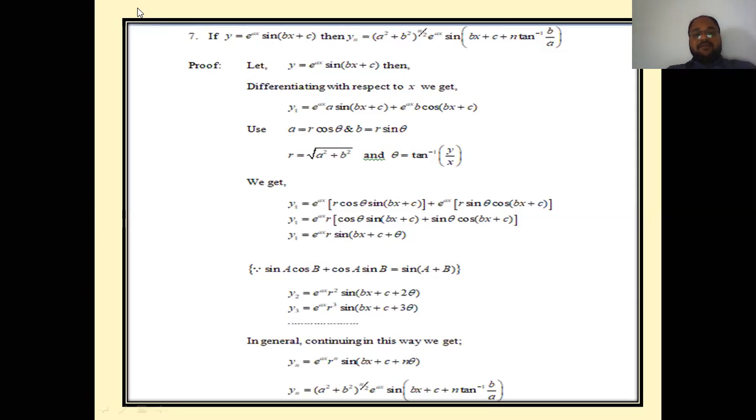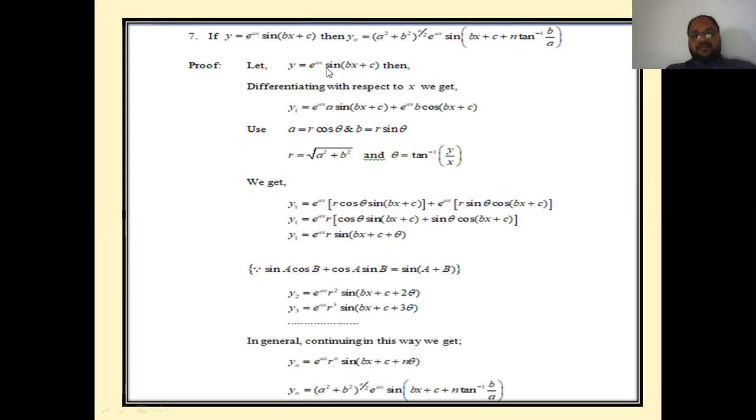Then you have to find the nth derivative of this given function. So finally we have to show that the result is a square plus b square raised to power n by 2, e raised to power ax sine of bx plus c plus n into tan inverse of b by a. Now we have to show this result.